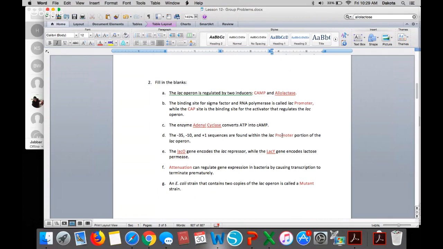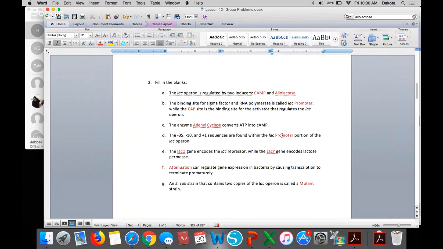And then B, the binding site for sigma factor and RNA polymerase is called the promoter, while the CAP site is the binding site for the activator that regulates the lac operon. And then C, the enzyme adenylyl cyclase converts ATP into the cAMP. And then D, the -35, -10, and the +1 sequences are found within the lac promoter portion of the lac operon. E, the lacI gene encodes the lac repressor, while the lacY gene encodes lactose permease.